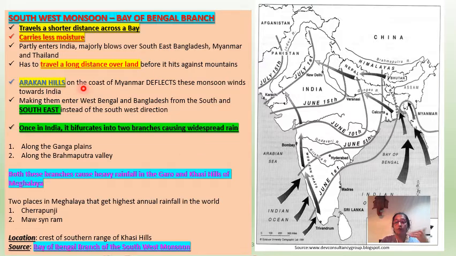The difference between the Bay of Bengal branch and the Arabian Sea branch. The Arabian Sea branch has to travel over a longer distance to reach India. The Bay of Bengal branch has to go across a much shorter distance. But these reach a mountain range very fast, the Western Ghats. Whereas these have to travel a large distance over land to reach any mountain range to give precipitation.